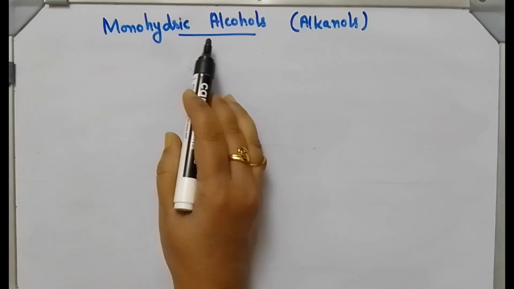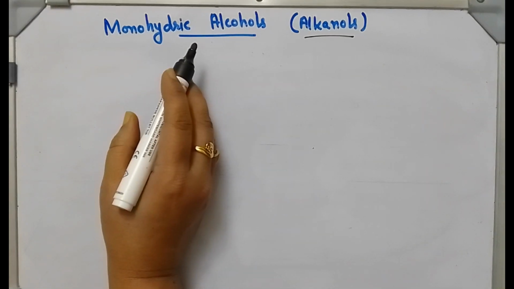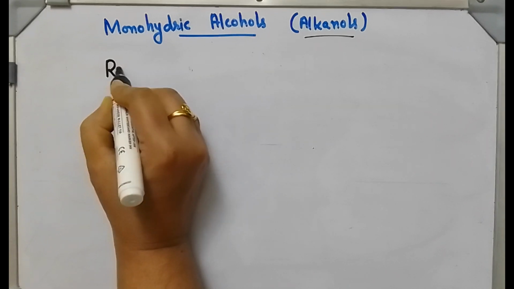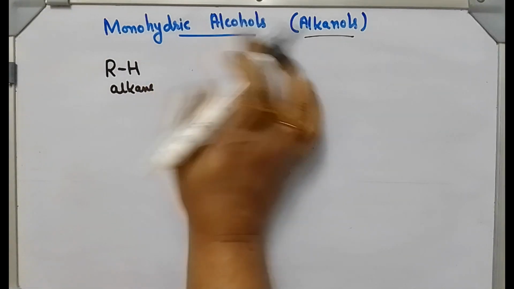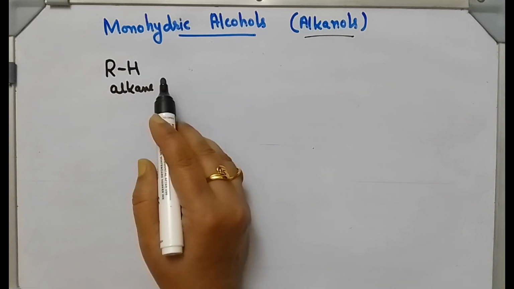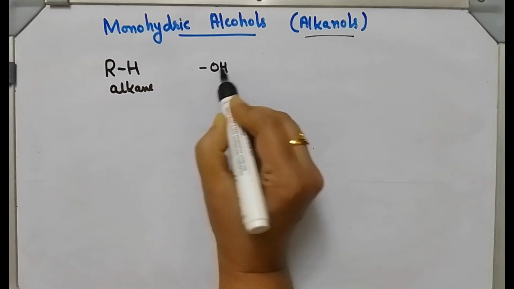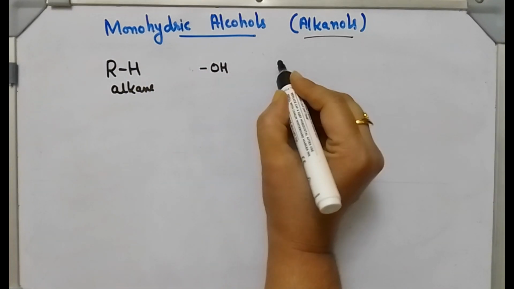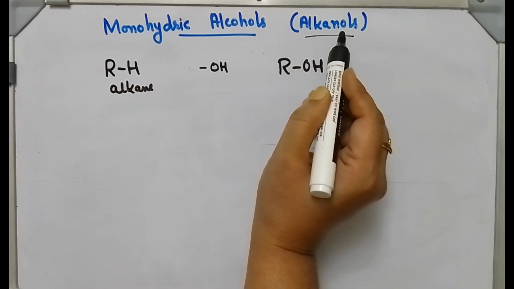First we will see monohydric alcohols or alkanols. These are formed by replacing one hydrogen atom in alkane. This is alkane, RH. So monohydric alcohols are formed by replacing one hydrogen atom in alkane by OH group. OH group means which one? Hydroxy functional group. So if it is replaced by this, we will get ROH. This is your alcohol, or it is called alkanol.